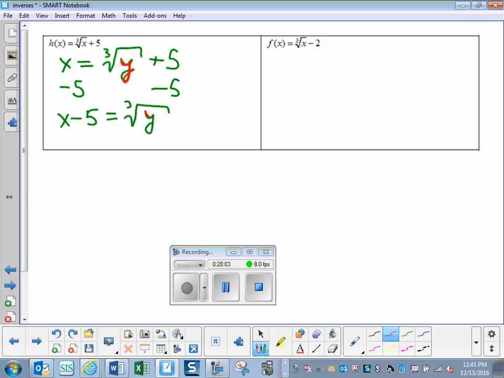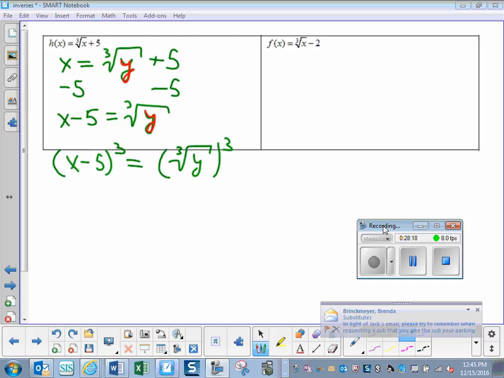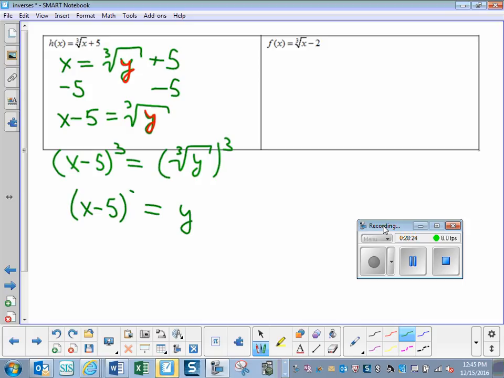How do I solve for y now? I cube everything. So x minus 5 cubed and the cubed root of y cubed. The cubed root and the cube cancel out. So I have y equals x minus 5 to the power of 3. Done. Except I want to put the negative, the minus 1 on top.